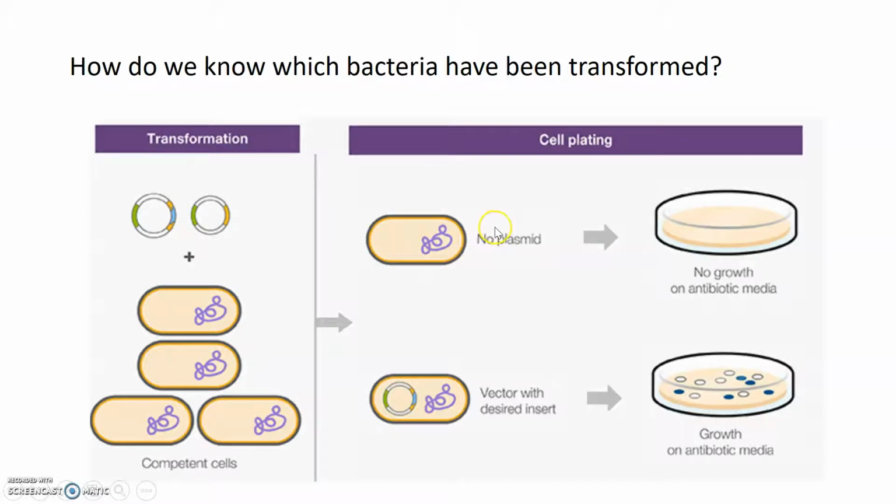And those cells that don't receive this plasmid don't have an antibiotic resistance gene. Therefore, when you plate these cells on media with an antibiotic in it, they won't grow. However, the cells that receive the plasmid, or are effectively transformed, also receive the antibiotic resistance gene and can grow on a plate that's impregnated with antibiotics. And so you can differentiate between transformed cells and untransformed cells based on whether or not they grow on antibiotic media.